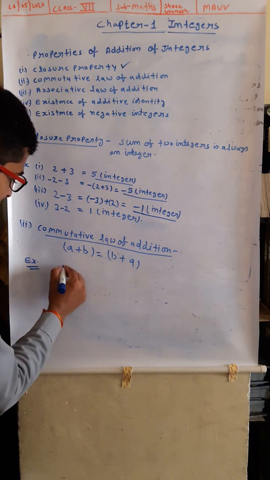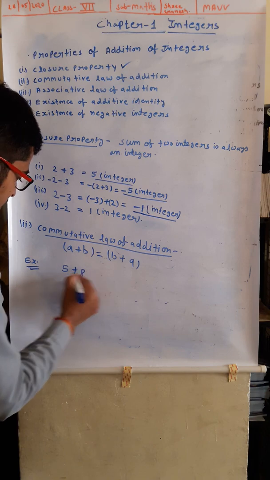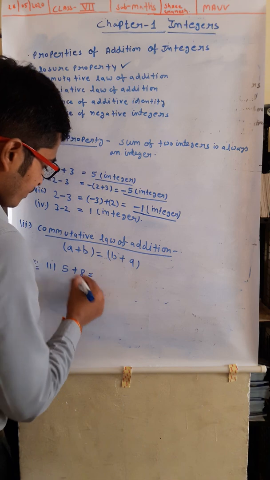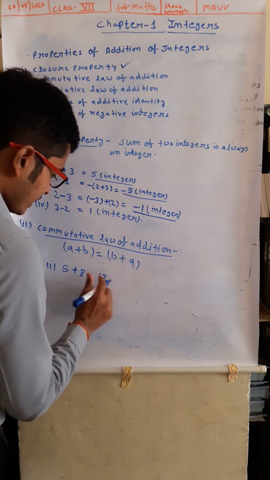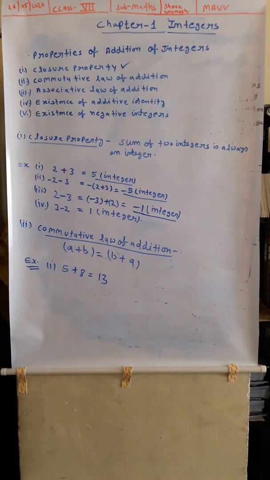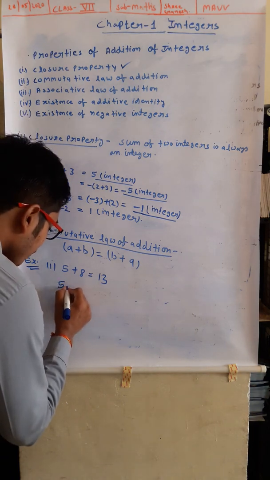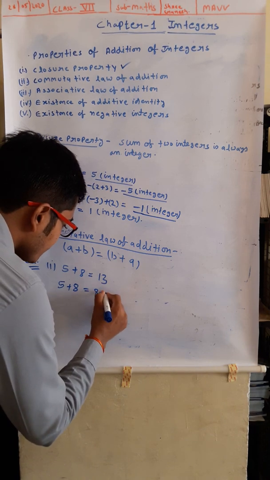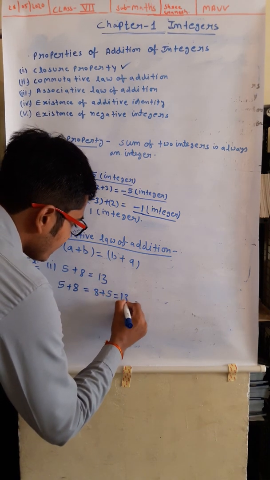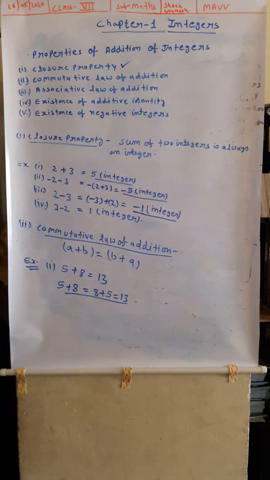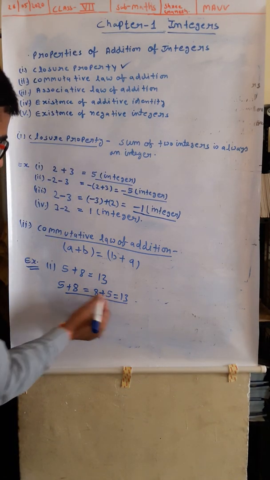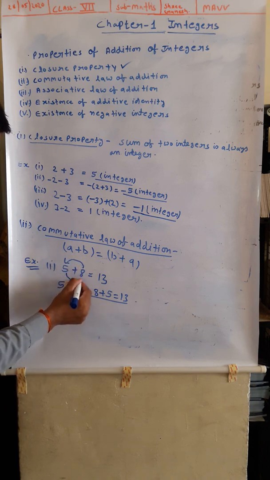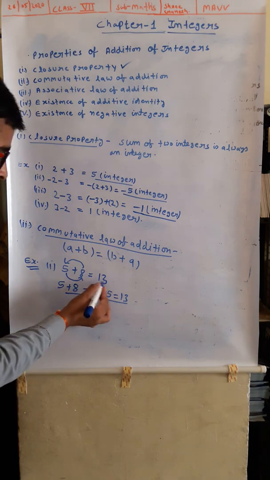If you write 5 plus 8, example first, if you write 5 plus 8, then it means 13. 8 plus 5 is 13. Now, if you add 5 plus 8 or 8 plus 5, you will get 13 anyhow. Understand? Either add 5 plus 8 or 8 plus 5. It means if you change the position of the digits, the sum is not affected.